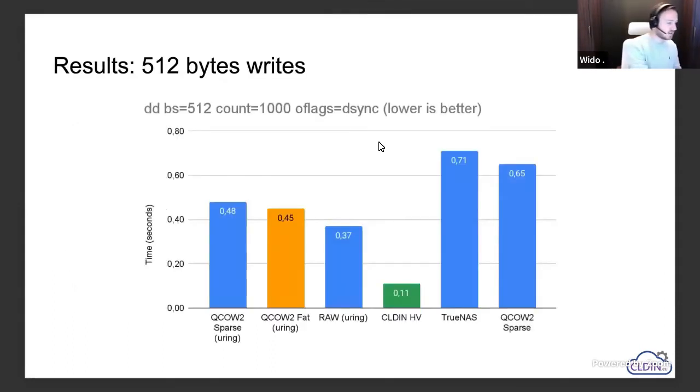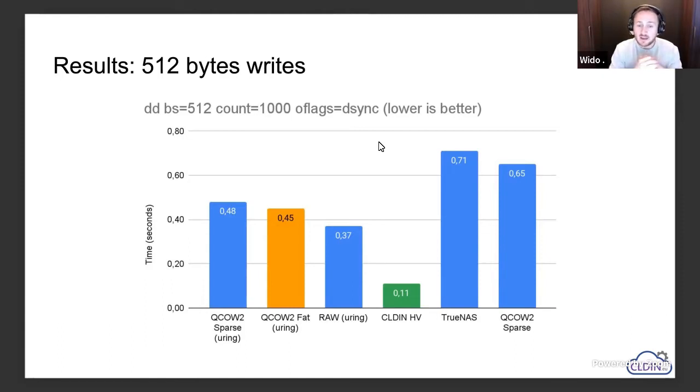So I did some fairly simple tests because I just want to measure latency in a single queue depth. So a queue depth of 1. I took the command dd, wrote blocks of 512 bytes, 1,000 of them, with the flag dsync, so it should all be written persistently to the storage, and then if you get a lower number, it's better. So here we see in the green one, which is actually the hypervisor, on bare metal, this would finish within 0.1 second.